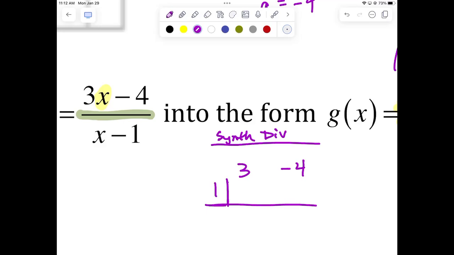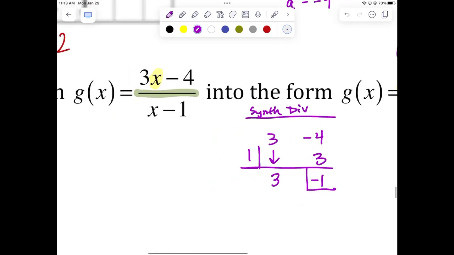1. Positive 1. Yeah. Bring down the 3, bless you. Multiply, you get 3. Subtract, you get negative 1. That's your remainder. So that means that g of x can be written as, what's the 3? What's the degree on 3? If we started with degree 1, it's just 3. It's your constant. Yeah. So it's 3, and then plus the remainder, negative 1, all over x minus 1.